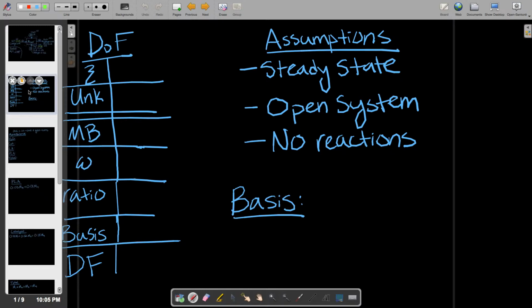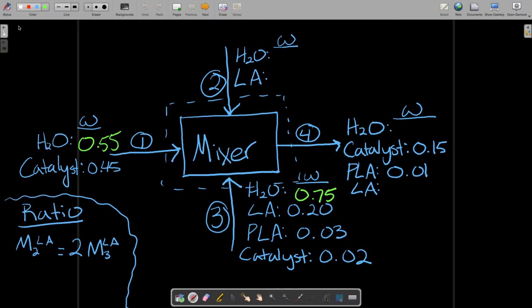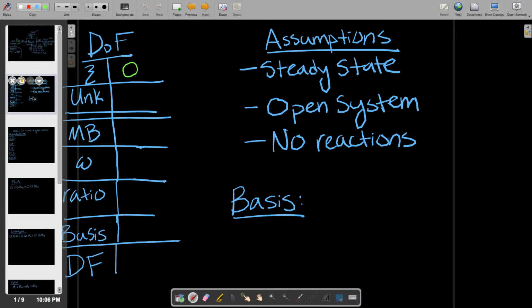So our 3 assumptions are first that this is a steady state problem. As Brittany mentioned earlier, it's an open system and there are no reactions. So first let's do the degree of freedom. We know that there are no reactions because we just stated that in our assumptions. Next is unknowns. It's the total species going into and out of the system. So we have 1, 2, 3, 4, 5, 6, 7, 8, 9, 10, 11, 12. Okay. So there are 12 unknowns going in.